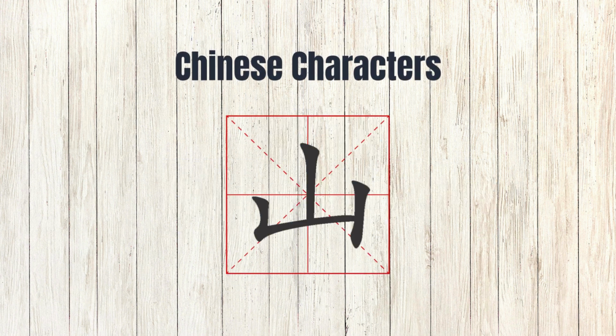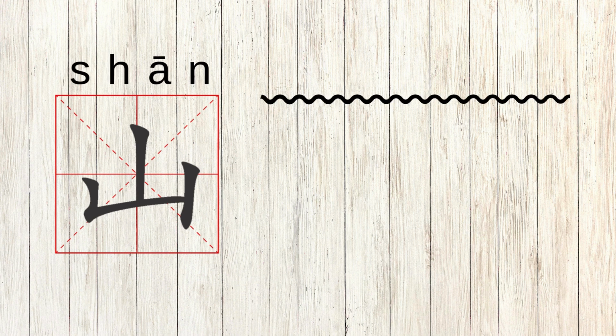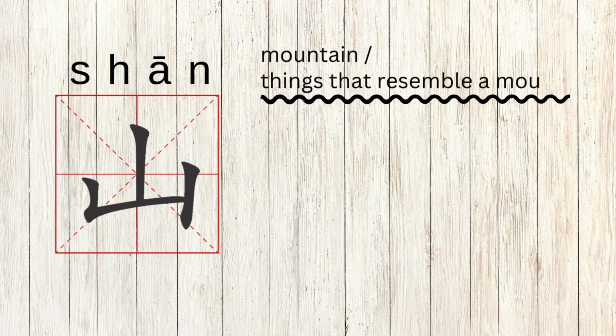Today, we are going to explore an ancient Chinese character. Its pronunciation is 山. It means mountain, as well as things that resemble a mountain. When this character is combined with other characters, it forms many common words.